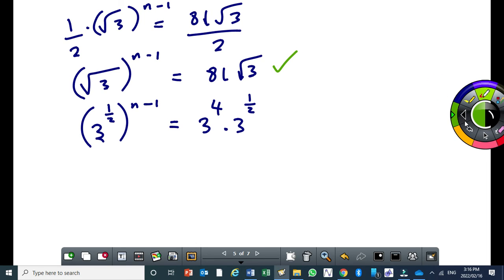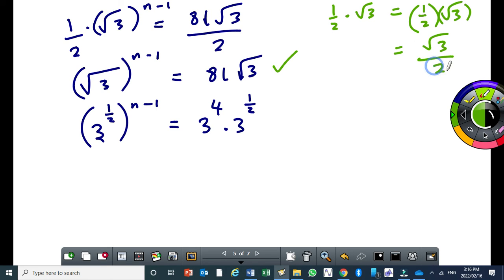Or you can remember this. If I give you a half times square root of 3, forget about the exponent. This is also the same as a half, put that in brackets, times square root of 3. It's also the same as square root of 3 over what? It's the same. So it means the denominator on the left, I can make it a 2, but already the denominator on the right is a what? 2. So the denominators can disappear, so that I can create this equation, which is exponential.